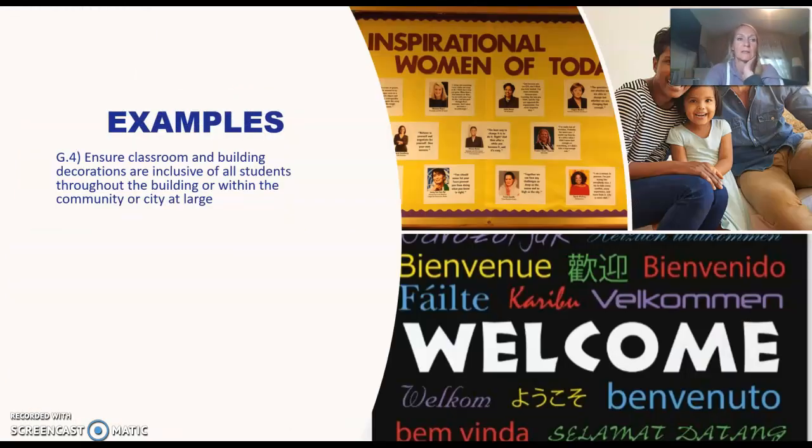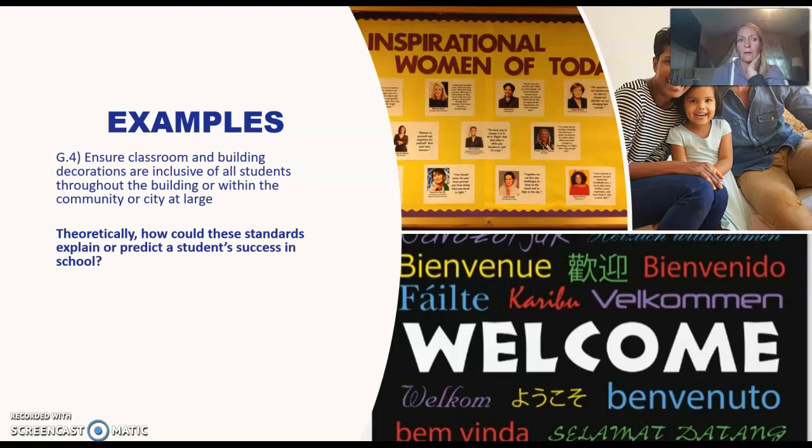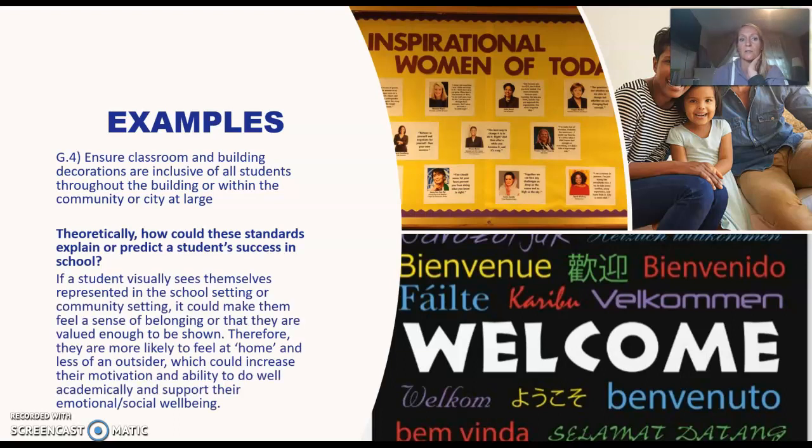Another example is standard G4, which I think is about student representation: ensure classroom and building decorations are inclusive of all students throughout the building or within the community or city at large. This is the standard, but what does this mean theoretically for students? How could these standards explain or predict a student's success in school? If a student visually sees themselves represented in the school or community setting, it could make them feel a sense of belonging, that they are valued enough to be shown. Therefore, they are more likely to feel at home and less of an outsider, which could increase their motivation and ability to do well academically and support their emotional and social well-being.